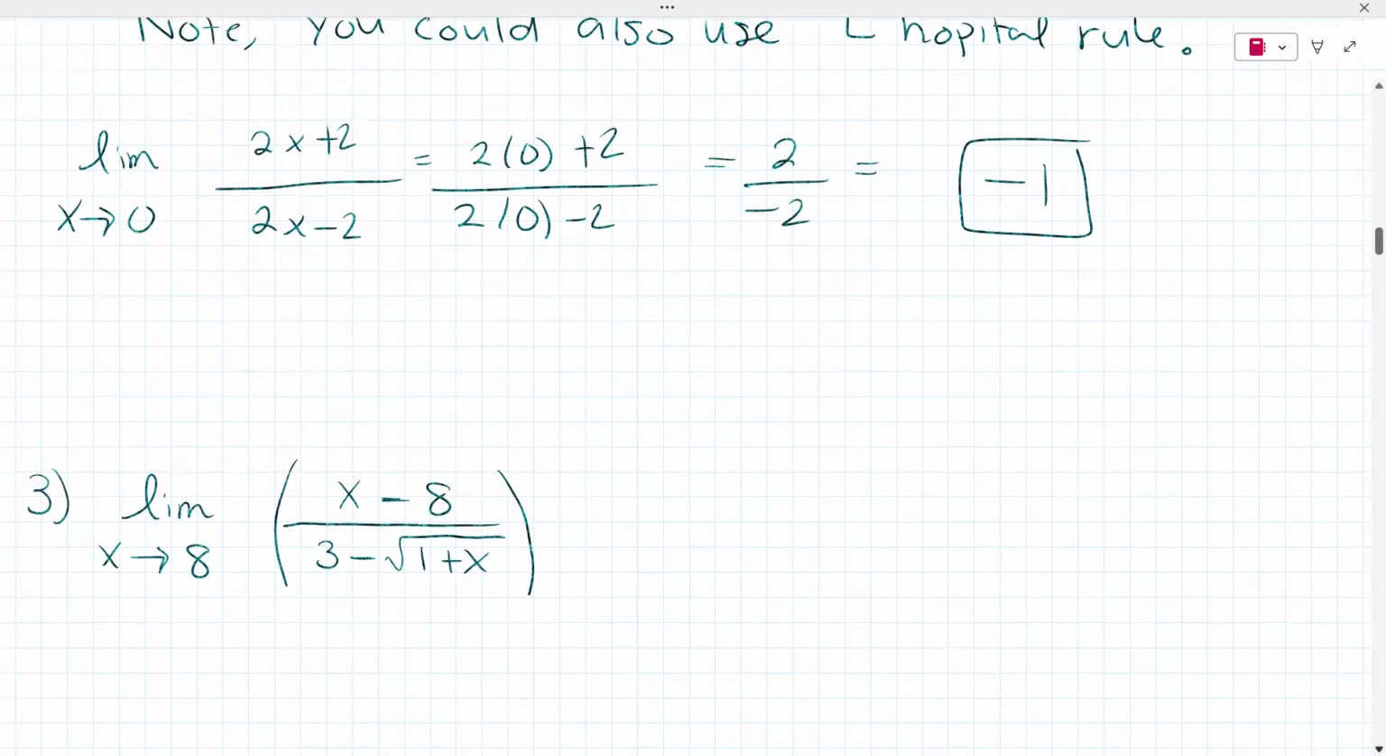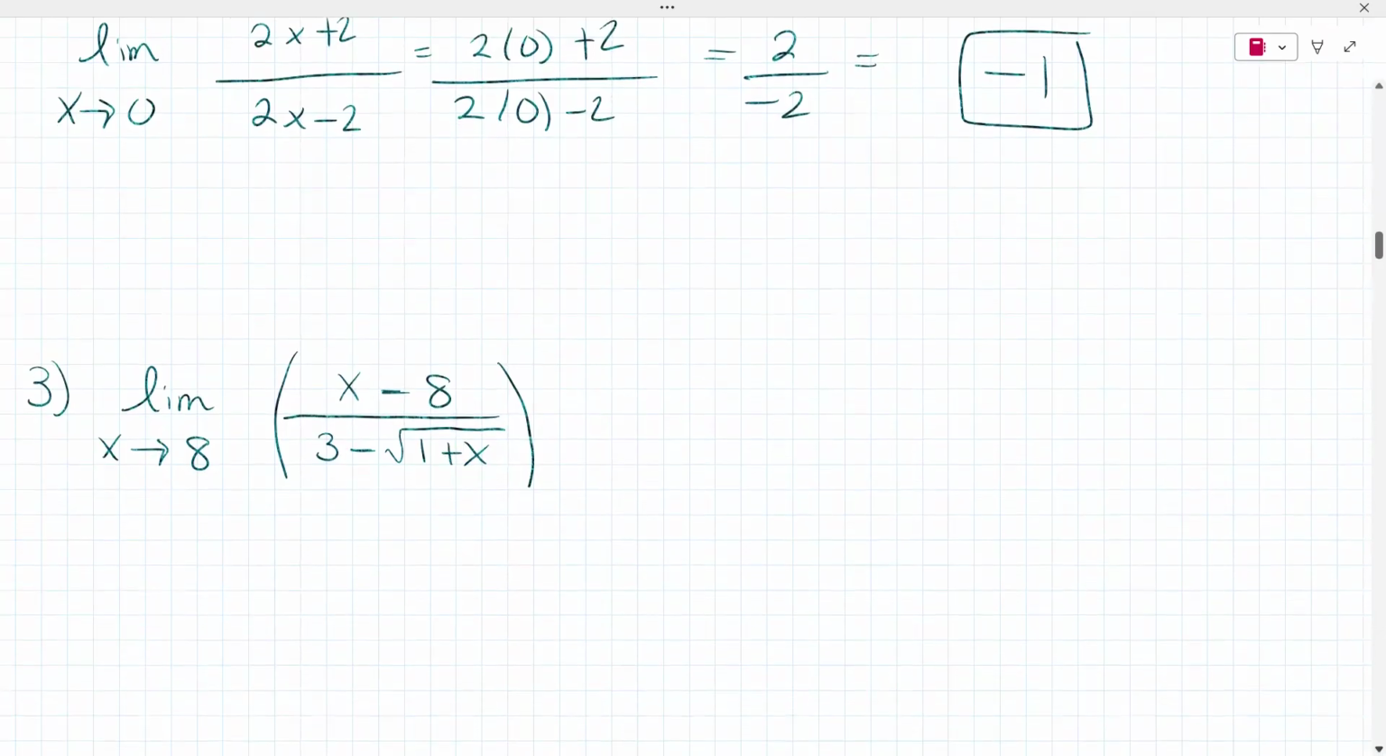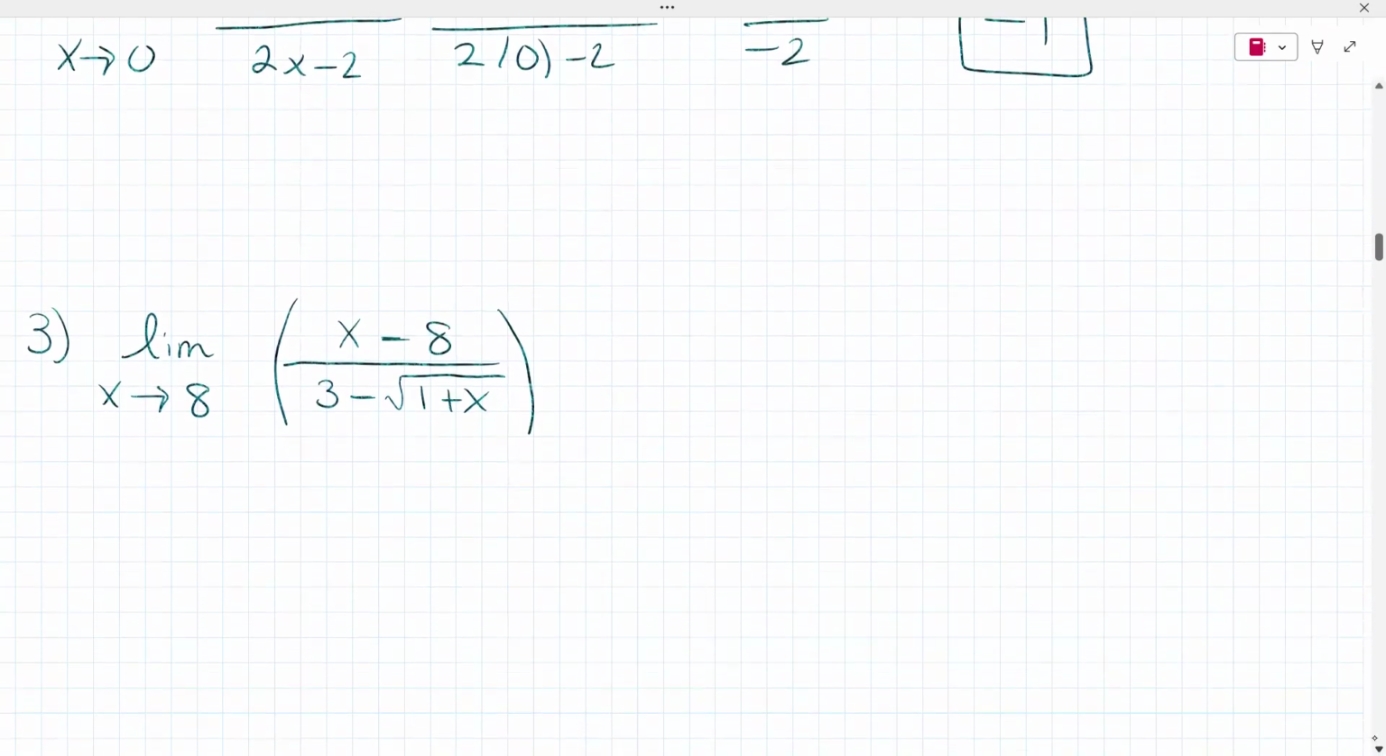Let's look at example 3. We have the limit as x approaches 8 of the rational function x minus 8 over 3 minus the square root of 1 plus x. I immediately see that if you try plugging in 8, it's a big no, right? Because it'll make the bottom 0. Square root of 1 plus 8 is 9, square root of 9 is 3, 3 minus 3 is 0. So that's a big no.